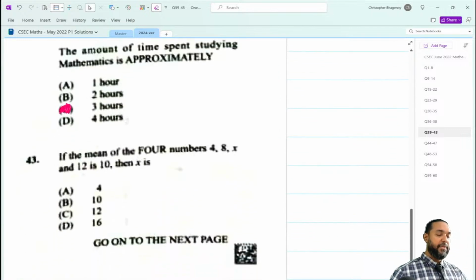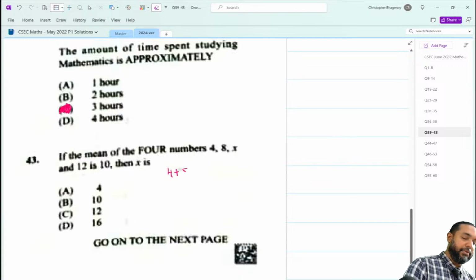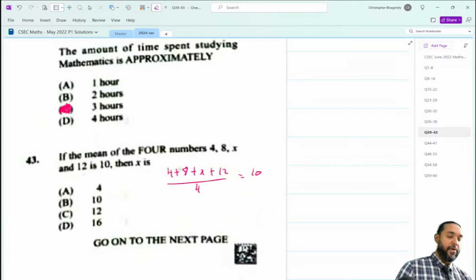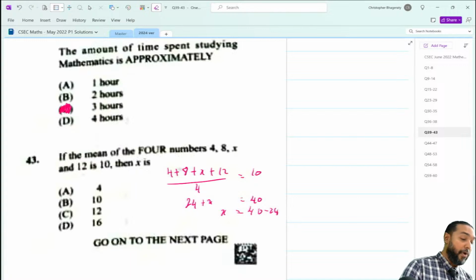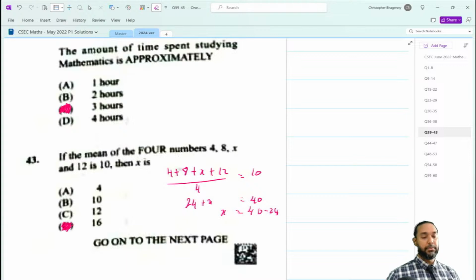Cool. If the mean of 4 numbers is 10, okay, so to find the mean of a set of numbers, you have to add up the numbers and divide by however many numbers there are. Now, 4 times 10 will give us 40. If we add up the items in the numerator, 12 and 8 is 20, 20 and 4 is 24. And to solve for x, we simply subtract 24 from 40. 16. Okay.